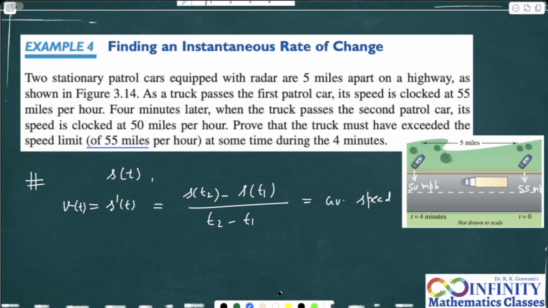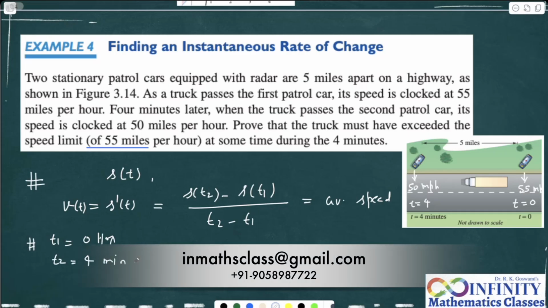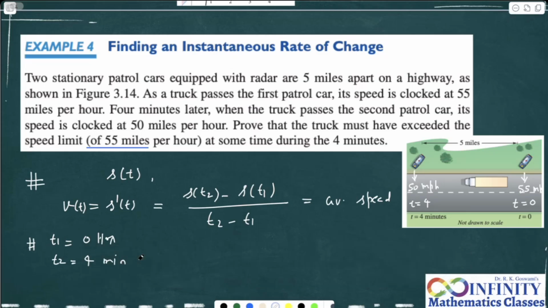For the purpose of solving this question, I can assume that at time t equals 0, the truck was near the first car, and at time t equals 4 at the second. These are given in minutes; you need to convert that time into hours. So T1 is going to be 0 hours, and T2 is 4 minutes. And 4 minutes is going to be how much? 4 by 60 hours, that is 1 by 15.